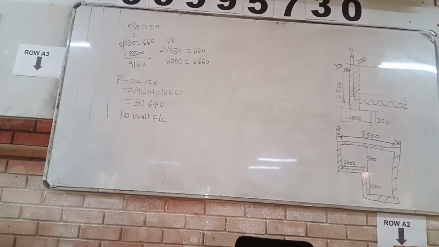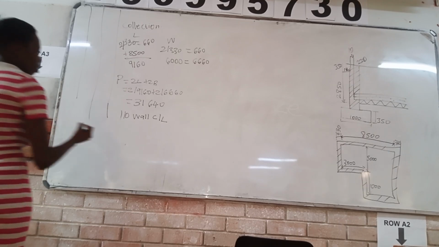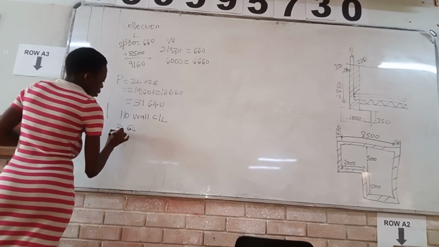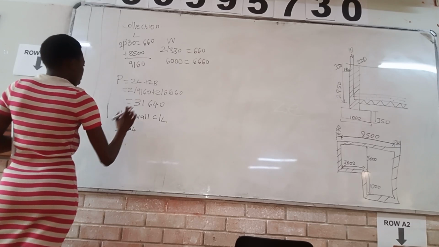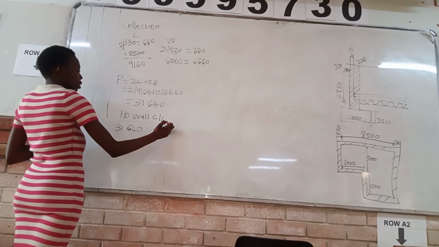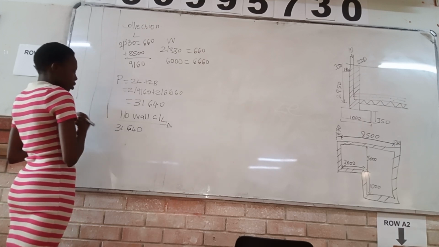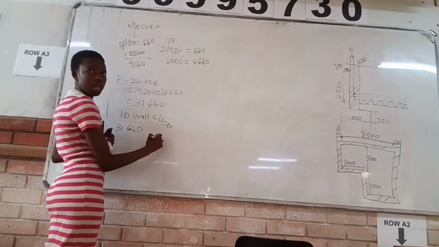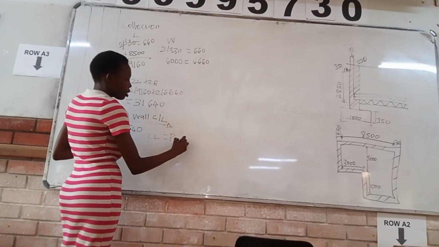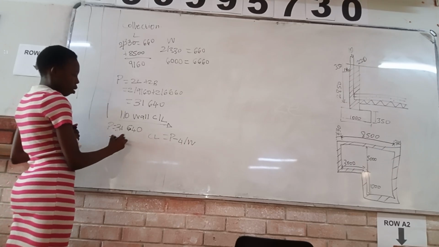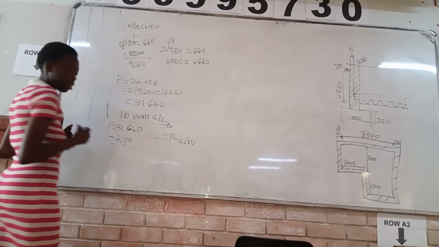And then now we're going to calculate the 110 wall center line, or the concrete footing center line. We have a perimeter of 31,640, and we need to calculate the center line of the 110 wall. The formula for the center line is perimeter minus 4 times the thickness of the wall. Here's our perimeter, 31,640. What is the thickness of our wall? 110. What do we get?